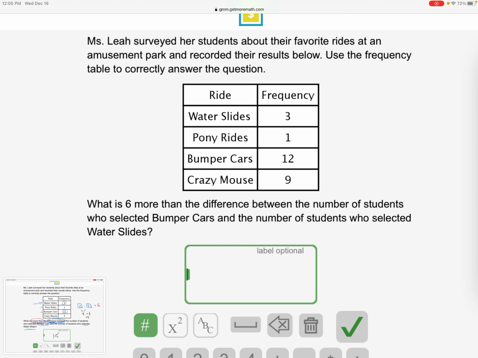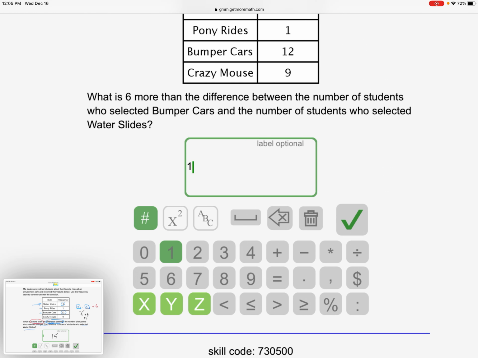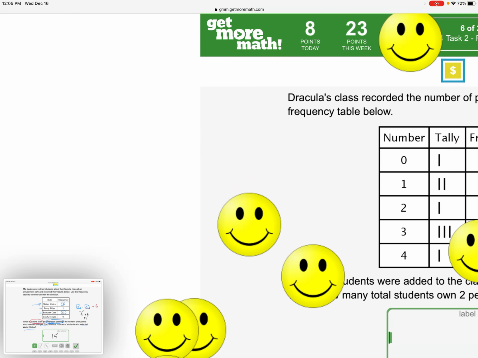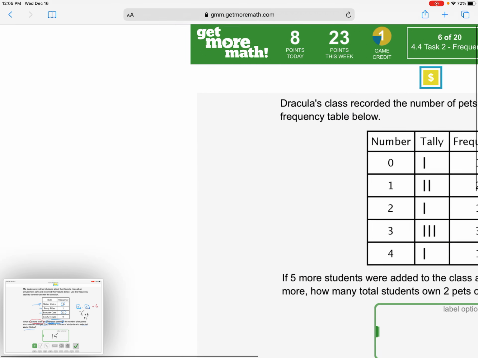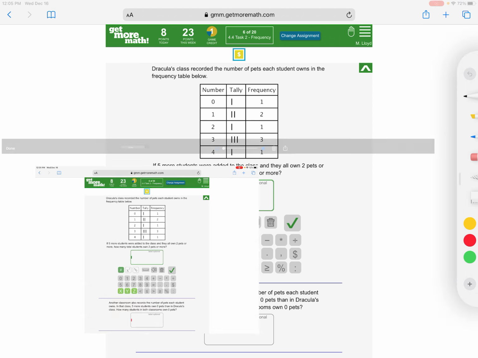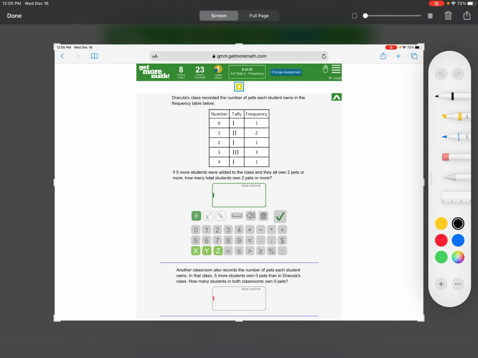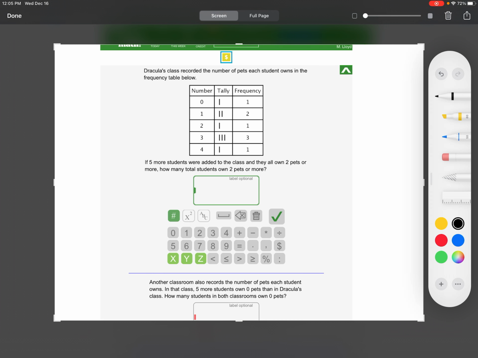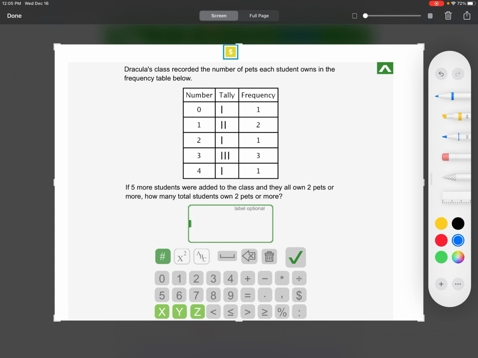All right, go back to Get More Math, type in my 15, and hopefully get it right. And if this is all you need from the video, you're in good shape. If you'd like to see another one, here's another one. It doesn't harm me to make a longer video, and if you're done and you don't need it, then you can stop. This one talks about Dracula.